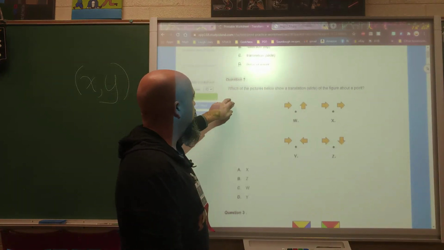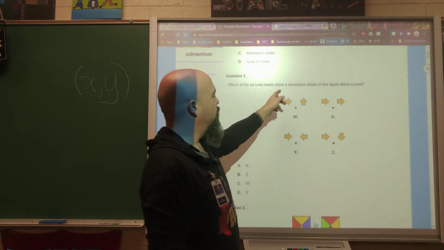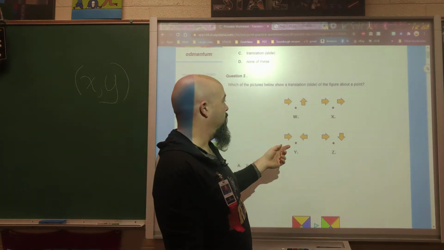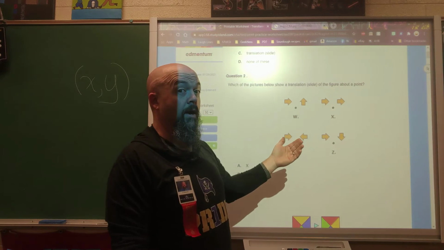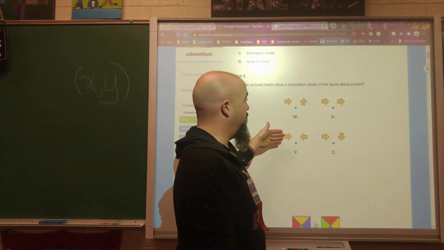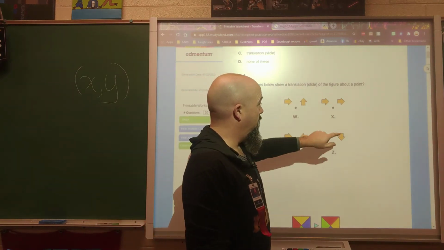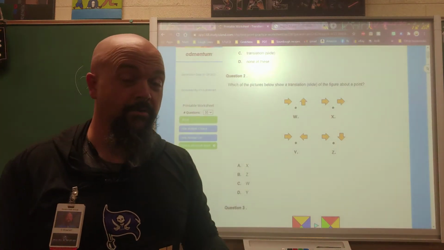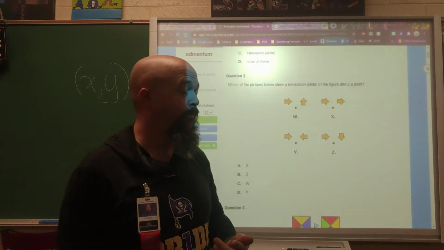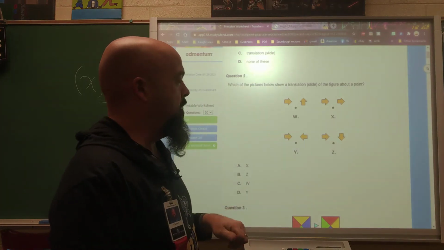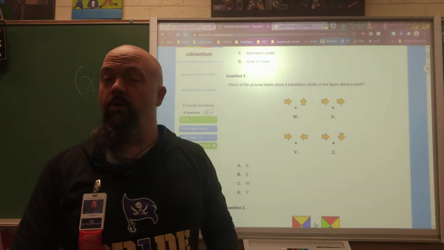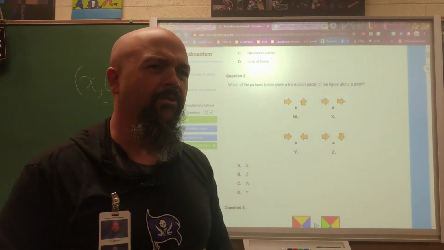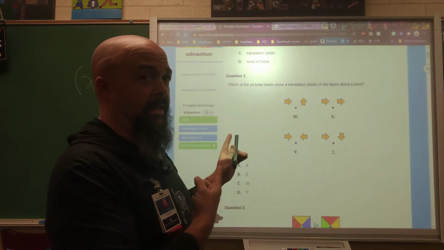For example, question 2 says, which of the pictures below show a translation of the figure about a point? The slide. Okay, so we look at the shapes here. It's an arrow. Pretty obvious. Is the arrow pointing in the same direction? If it is, I bet you that's a translation. Orientation. Like I told you, that's very important to remember. Slide. That's the type of problems you're going to be dealing with. I don't know why Study Island goes super complex for you guys on some of their sections, and then it goes to this.